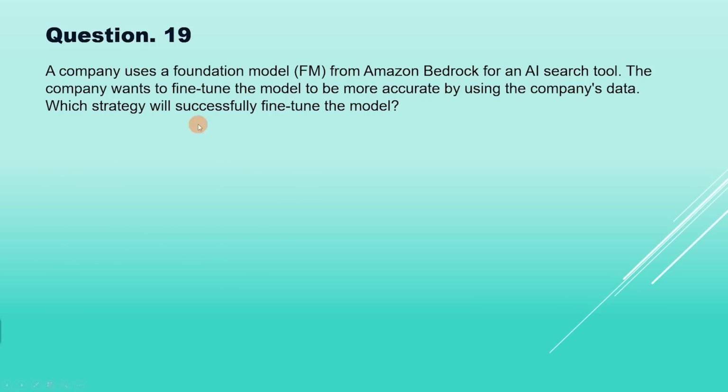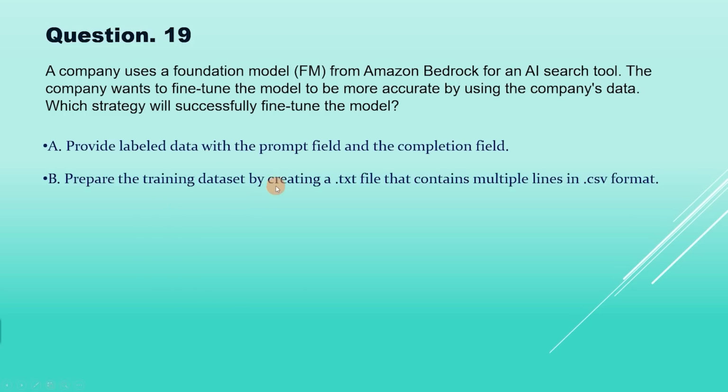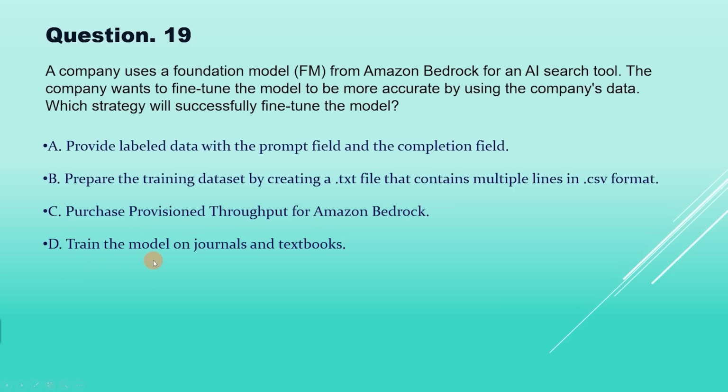Now question number 19. A company uses a foundation model from Amazon Bedrock for an AI search tool. The company wants to fine-tune the model to be more accurate by using the company's data. Which strategy will successfully fine-tune the model? Option A, provide labeled data with the prompt field and the completion field. Option B, prepare the training dataset by creating a .txt file that contains multiple lines in .csv format. Option C, purchase provisioned throughput for Amazon Bedrock. Option D, train the model on journals and textbooks.